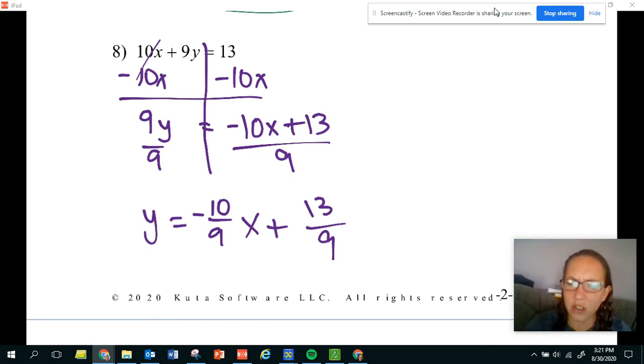But do write them as fractions instead of with decimals, because you don't want to round off a decimal if you don't have to.